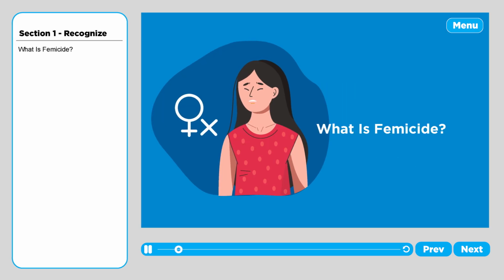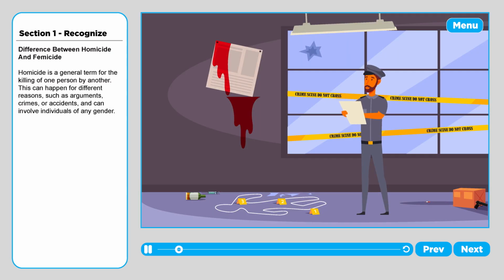What is femicide? Difference between homicide and femicide. Homicide is a general term for the killing of one person by another. This can happen for different reasons, such as arguments, crimes, or accidents, and can involve individuals of any gender.